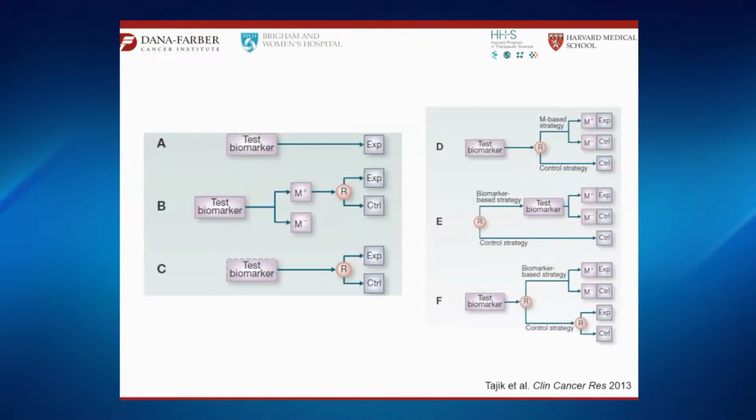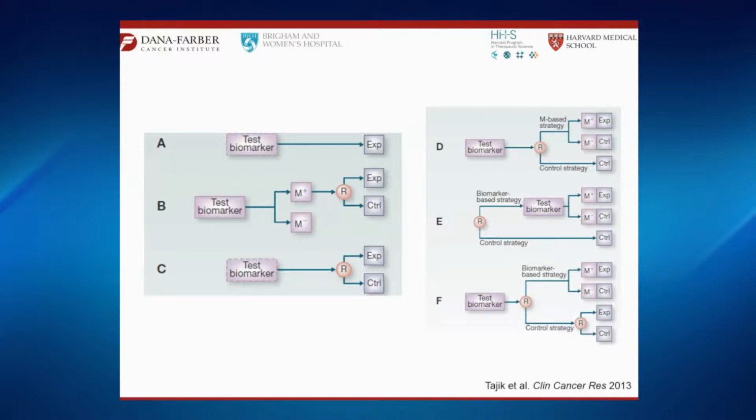So this is from a review, and this is basically a review of different ways generally that you can think about how to set up a biomarker study. A is pretty common, thought of in basket trials. You test the biomarker, and if you're positive, you get enrolled, and then you put everybody on the experimental therapy. In B, you test the biomarker. If it's positive, you randomize to experimental arm versus control. In C, you test the biomarker, and while you have the biomarker information, you still randomize everybody to experimental versus control.